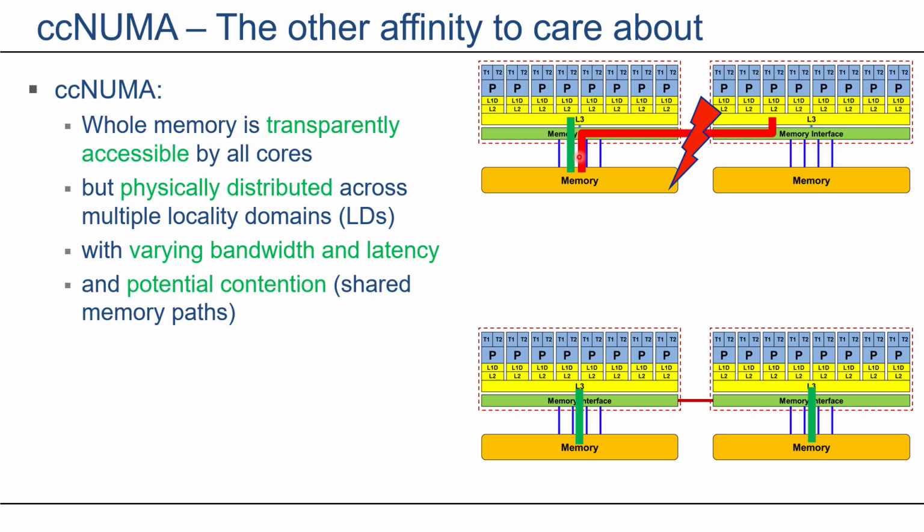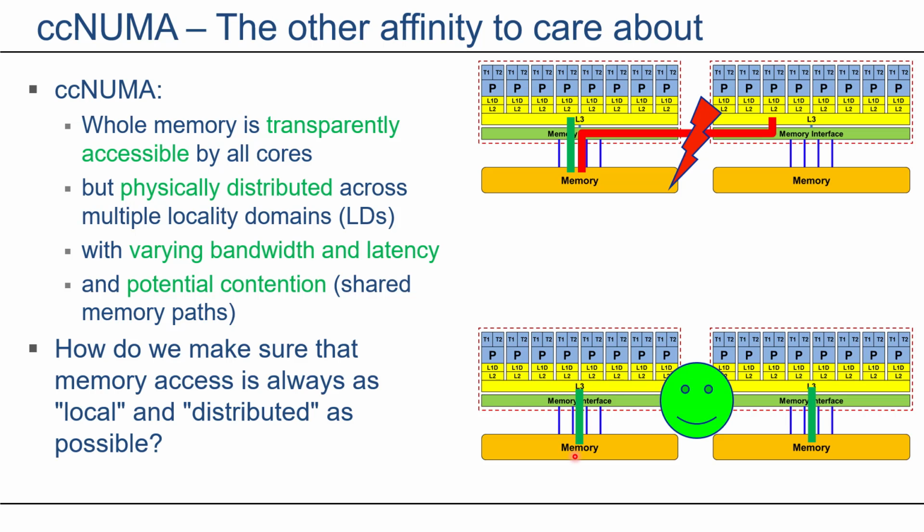What we want to do is make sure that the memory access from all the cores is as local as possible. So any core on any locality domain should access mainly only its local memory. This is the goal we want to keep in mind. So how do we do that? How do we make sure that the memory access is always as local as possible from the point of view of a particular core, and as distributed as possible from the point of view of the memory, so that all the available memory bandwidth is utilized to its full capacity?